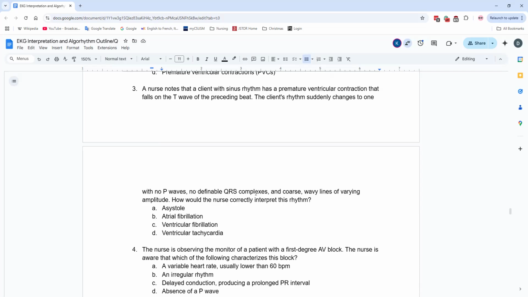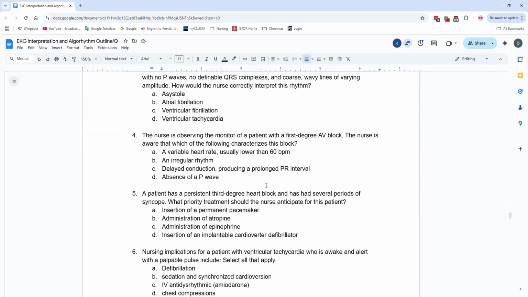Nice. On to number 4. Oh, look, an AV block, yay. The nurse is observing the monitor of a patient with a first-degree AV block. The nurse is aware that which of the following characterizes this block?